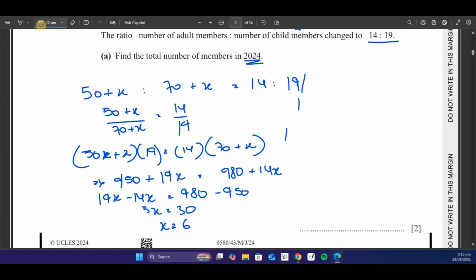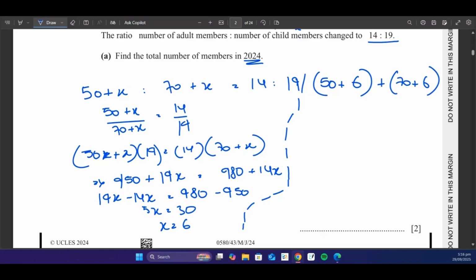So we know that total is the number of adults plus the number of children. Okay, so we're going to say 50 plus 6 plus 70 plus 6. That just means 56 plus 76. Alright, and that should give us 132, and that is our final answer.